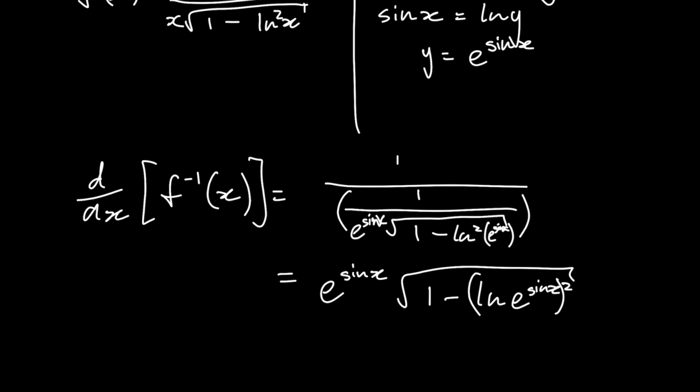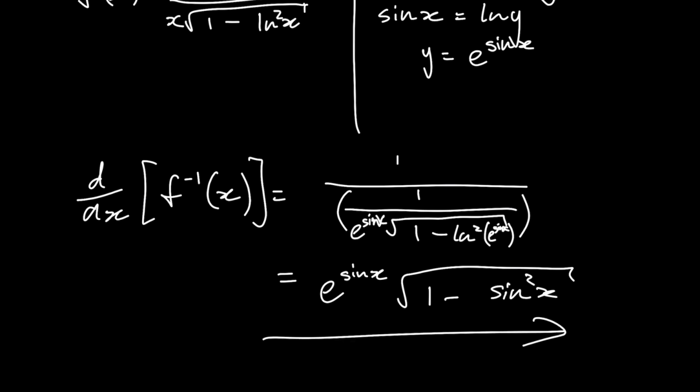Okay, and now using log laws, we can take this exponent out of the log, and we get the natural log of e to the power of sine of x is equal to sine of x times the natural log of e. The natural log of e is just 1, so we have sine of x times 1, which is just sine of x. So now we have sine squared of x. And that is the final solution to this.